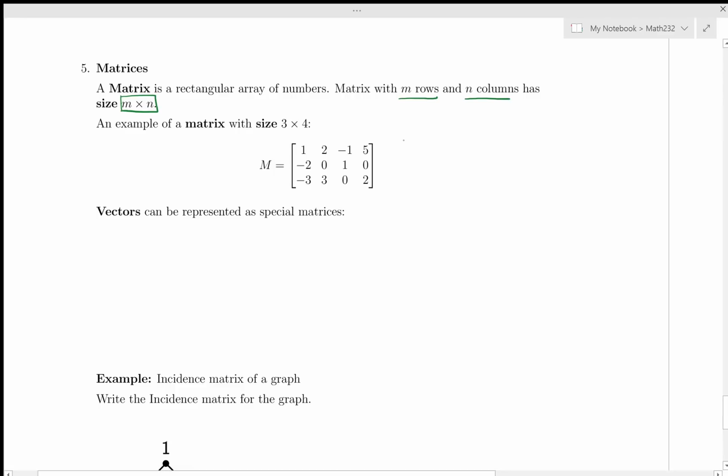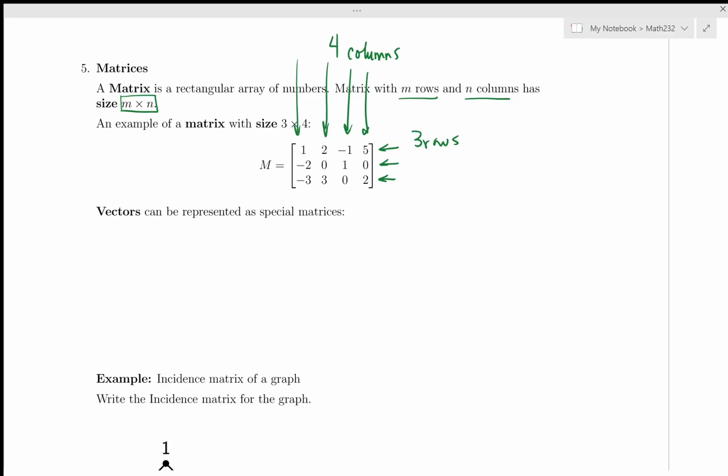It has 3 rows. That's these guys here, 1, 2, 3, 3 rows, and it has 4 columns. 4 columns. So by convention, we're saying this is a 3 by 4 matrix. You have to make sure that you don't confuse which one is the rows and which one is the column. So the first one is the row, and then the second one is the column.